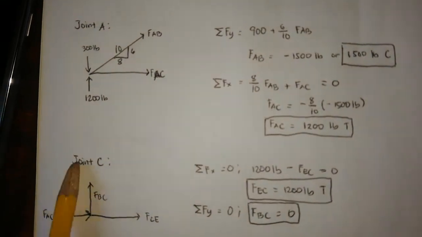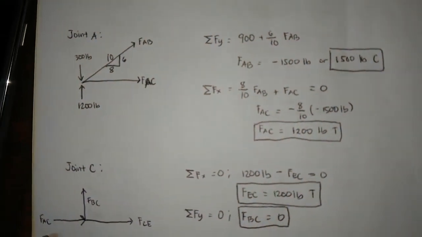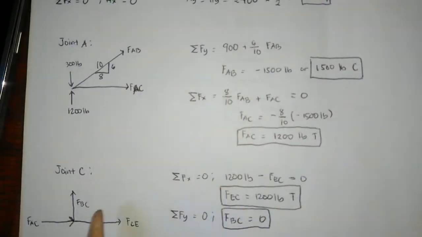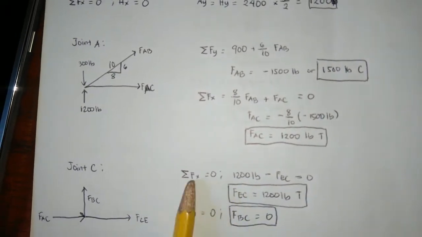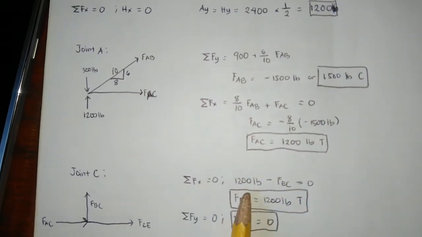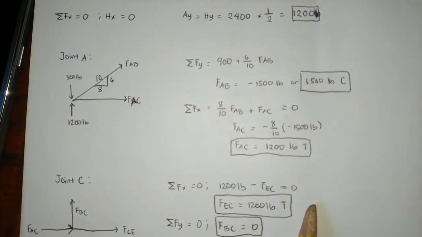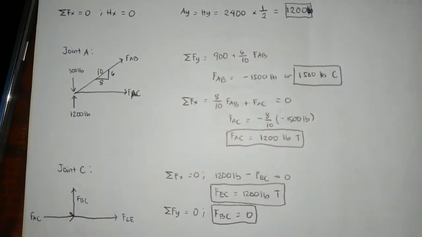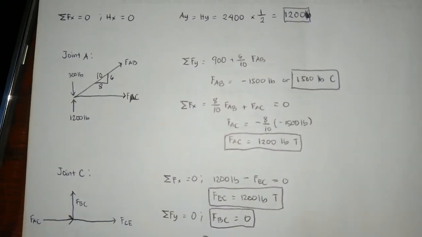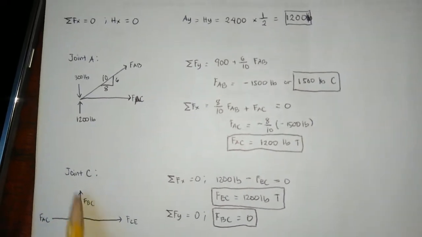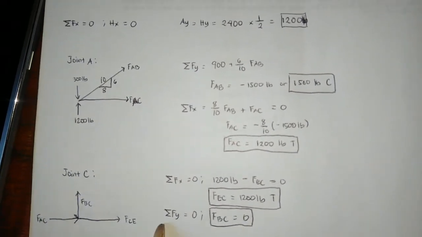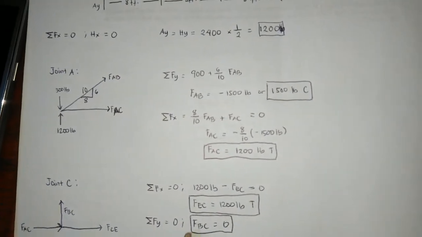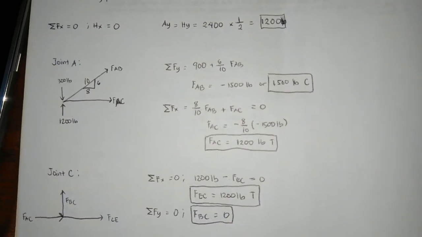Next we have joint C. This is our figure in joint C. In order to calculate the force of EC, we solve the summation of all forces in the X components. So 1,200 pounds minus FEC is equal to 0. Transpose to the other side, we have 1,200 pounds tension for the force of EC. Since the force of BC is the only Y component, and the summation of force in the Y component is equal to 0, the force of BC is also equal to 0.